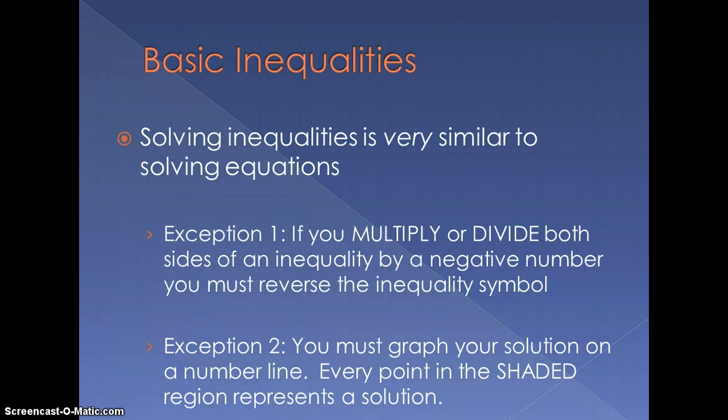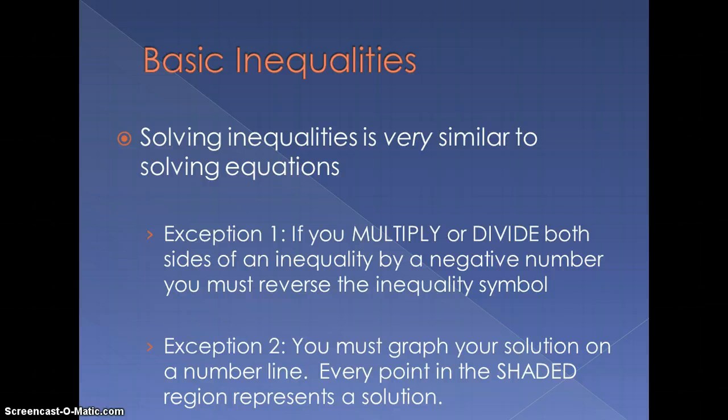The first is if you multiply or divide both sides of an inequality by a negative number, you will need to reverse the inequality symbol. You multiply or divide both sides by a negative, you reverse the inequality symbol. So if you had a less than, you would switch to a greater than. If you had less than or equal to, you would switch to greater than or equal to.